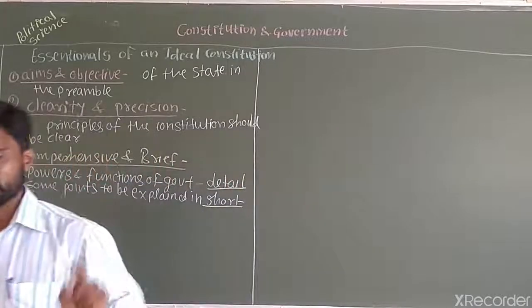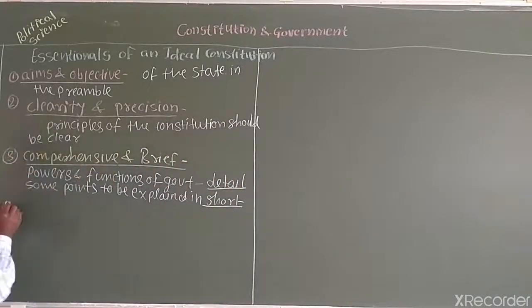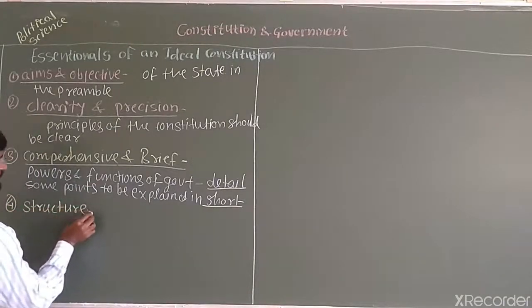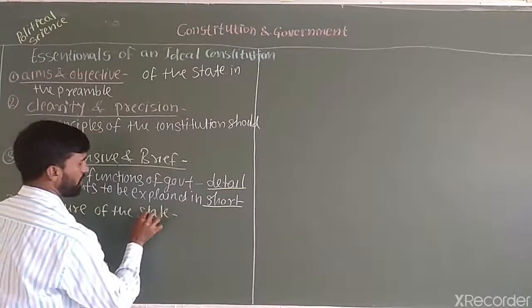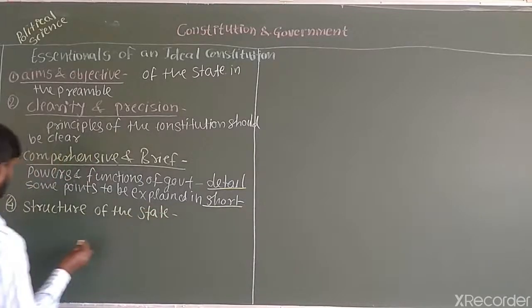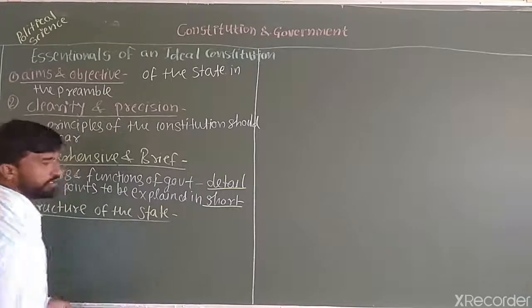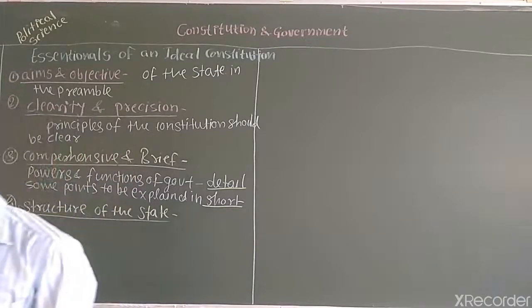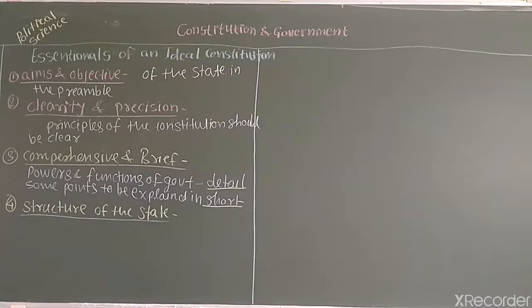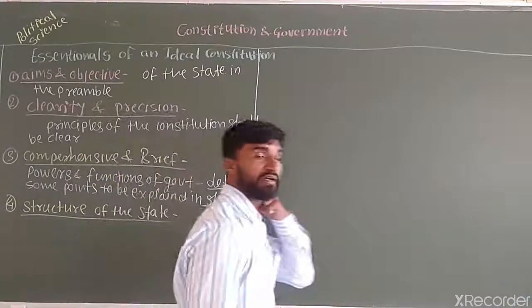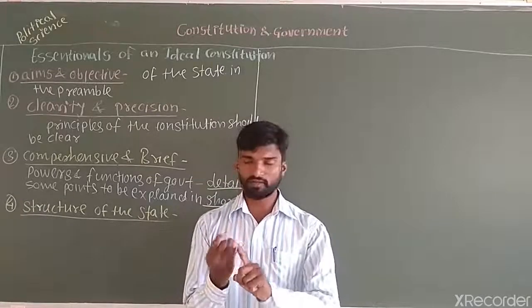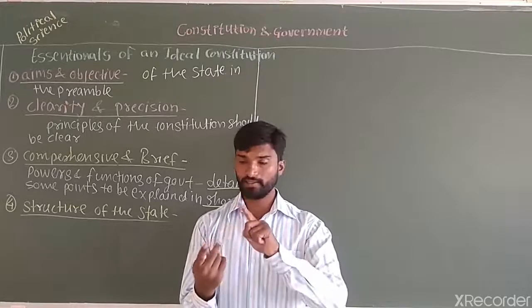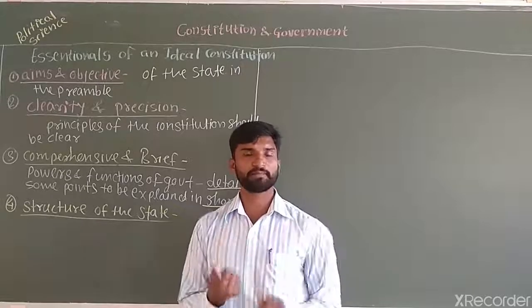Fourth point is about the structure of the state. So different types of governments we can see here. It may be unitary government or federal government. Types of government: unitary government, federal government, democratic government, dictatorship is there, monarchy is there.